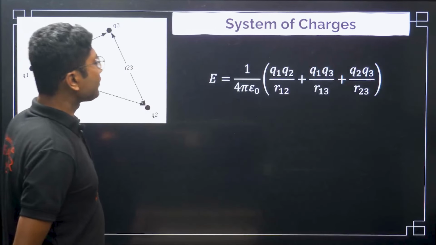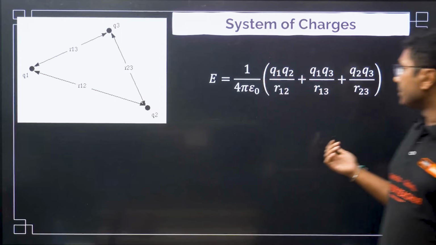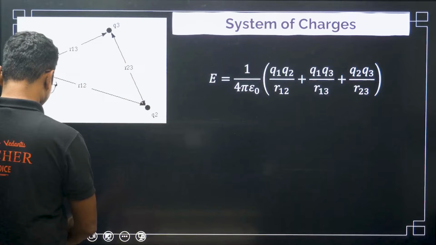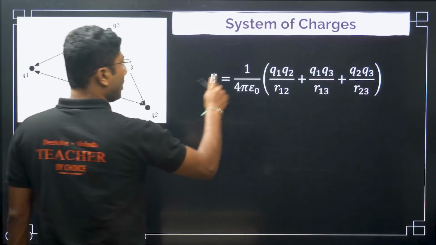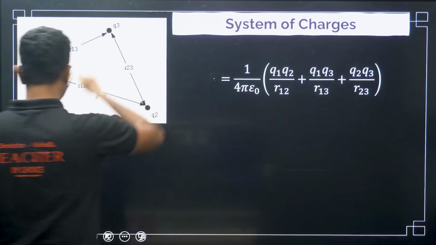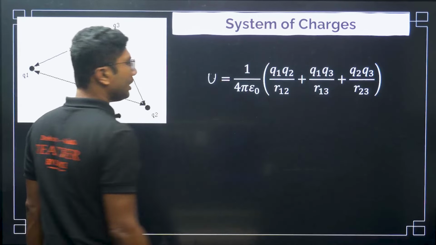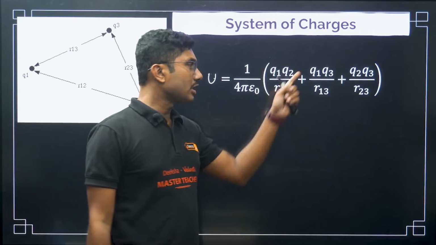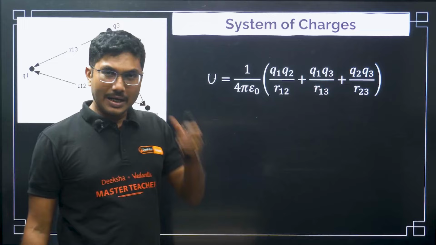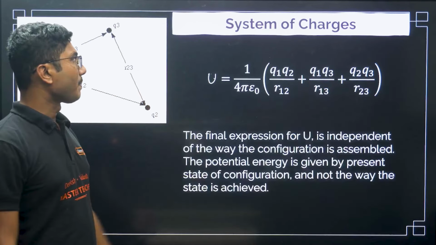Now, system of charges. For a system of 3 charges, electric potential energy is important to calculate, not E. Suppose we have 3 charges Q1, Q2 and Q3. The potential energy of the system will be given by 1 by 4 pi epsilon naught times Q1 Q2 by R12, plus Q1 Q3 by R13, plus Q2 Q3 by R23. This is a formula for numerical questions.